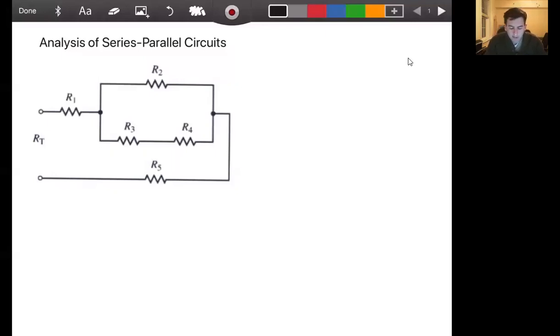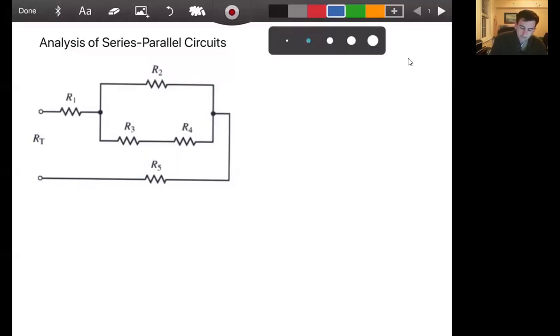So we'll jump right into this with an example of a hybrid series and parallel circuit as we step through some of the basic procedures for how we go about tackling this sort of problem. So you'll notice here that we have 5 resistors, some in series and some in parallel. In order to be able to find the total resistance, there's going to be several steps involved.